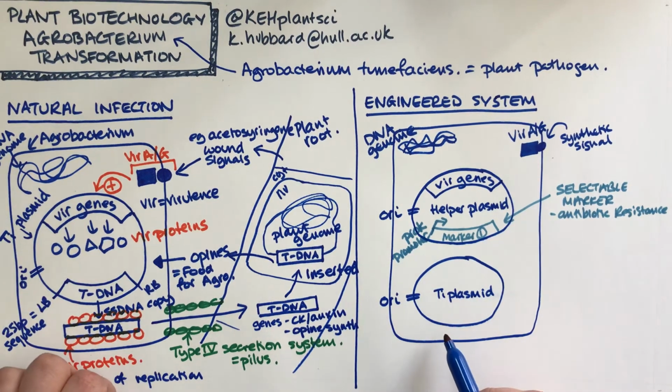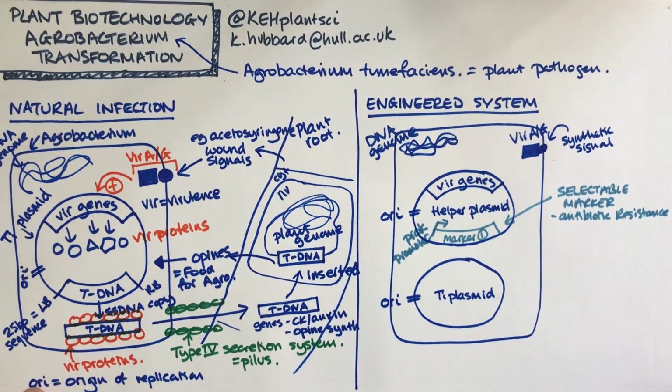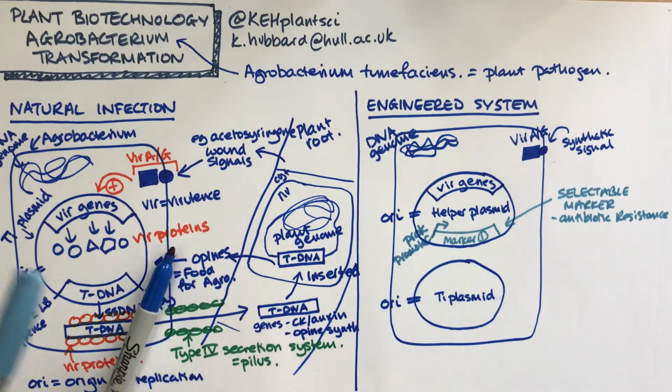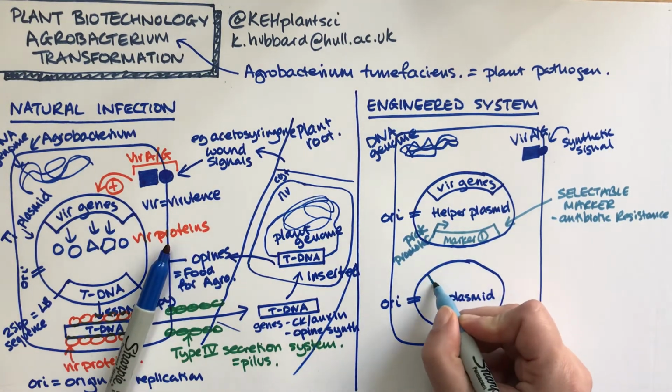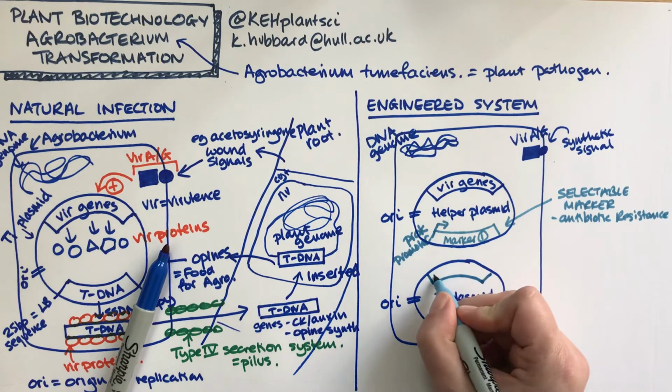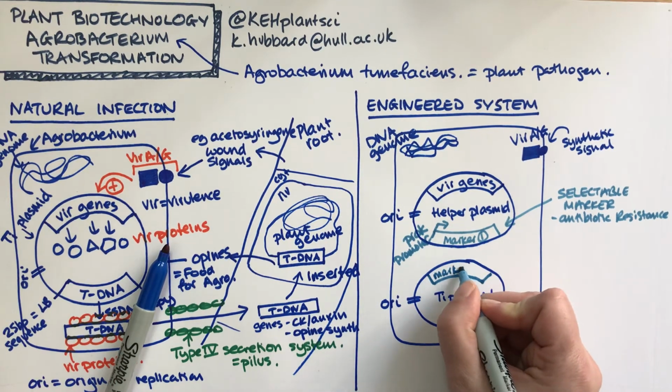But we also have this second Ti plasmid. So if we're going to have a second plasmid, we're going to need a second selectable marker, but a different marker.